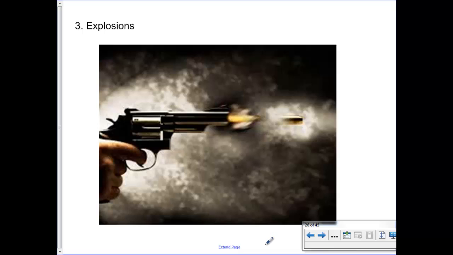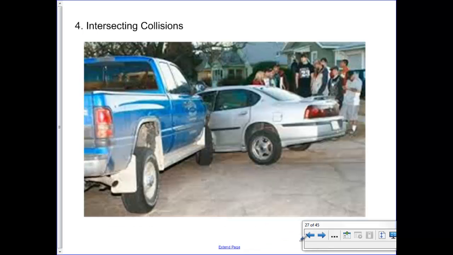The next one is an explosion, which is really similar to the cannon example, where if the bullet goes this way, the gun itself is going to have a recoil to it, going back the other way. Next example would be intersecting collisions. That's where car 1 is going this way, car 2 is going this way, and they collide. Does that make sense?